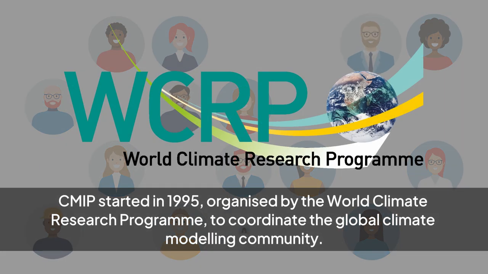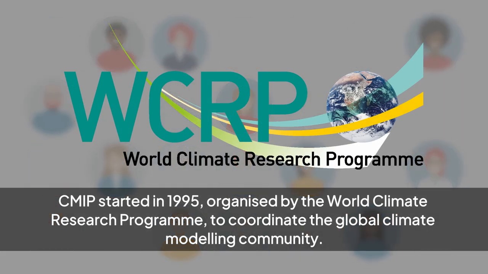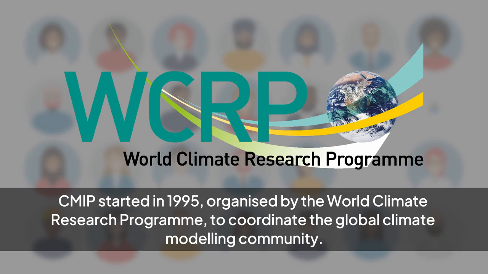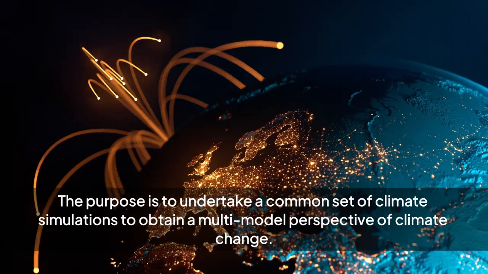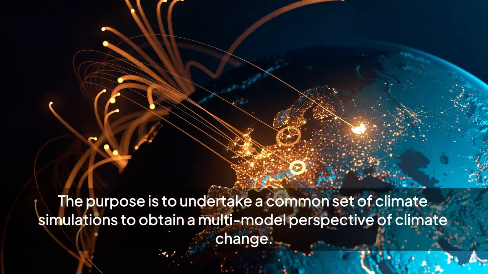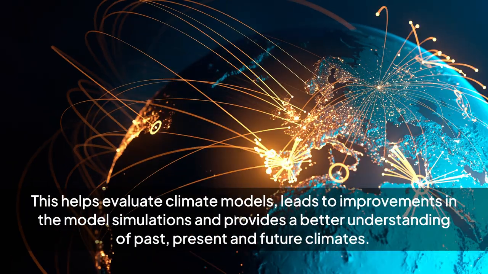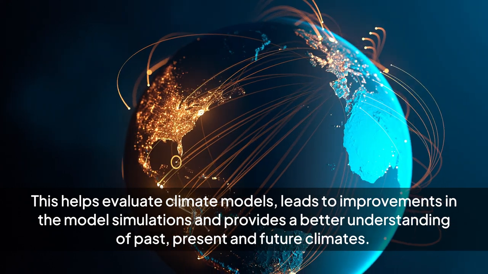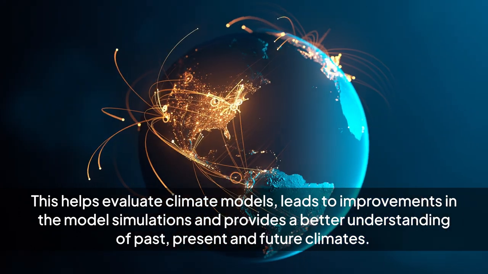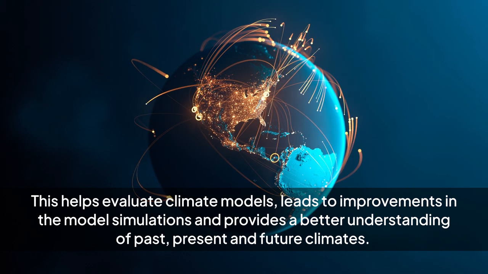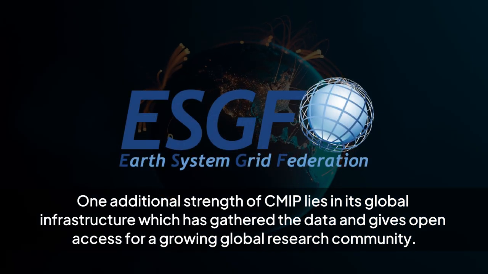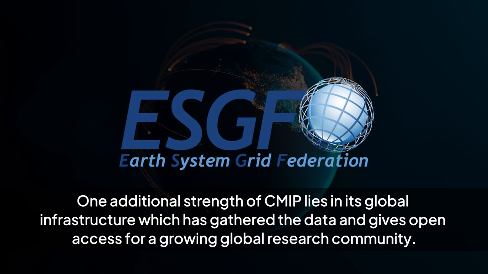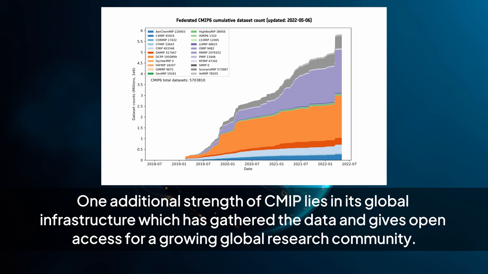CMIP started in 1995, organized by the World Climate Research Programme, to coordinate the global climate modeling community. The purpose is to undertake a common set of climate simulations to obtain a multi-model perspective of climate change. This helps evaluate climate models, leads to improvements in the model simulations, and provides a better understanding of past, present, and future climates. One additional strength of CMIP lies in its global infrastructure, which has gathered the data and gives open access for a growing global research community.